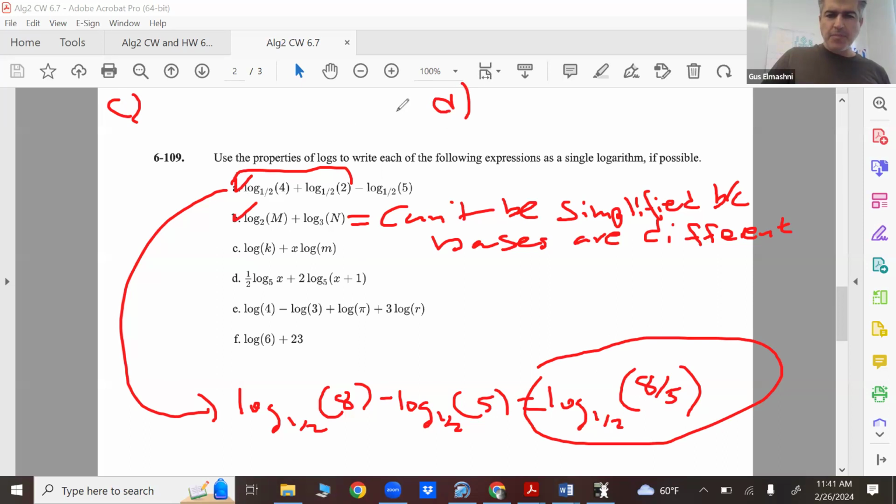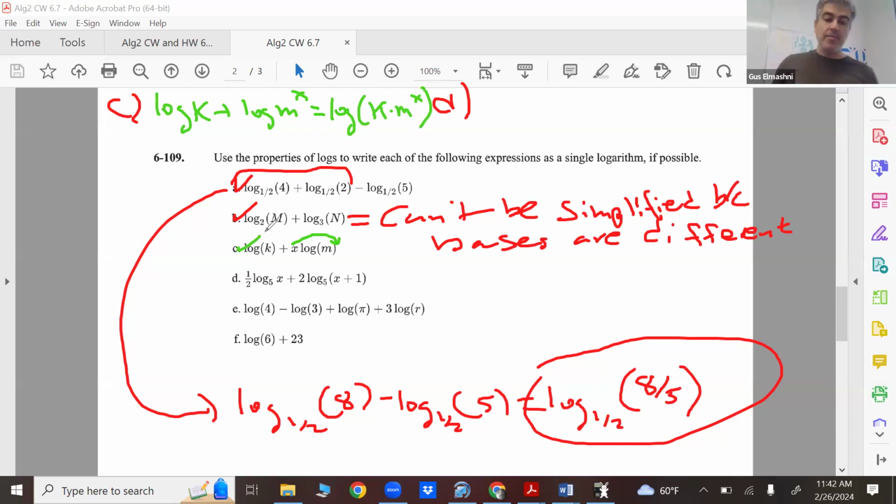Okay, for C, there's an X here. Where does that X go? It rolls back. You've got to roll it back. It's like the rolling back prices. Log K plus log M to the X power. And then you can combine those by multiplication, right? So log parentheses K times M to the X power. 100% correct. Yes, that's what we do.